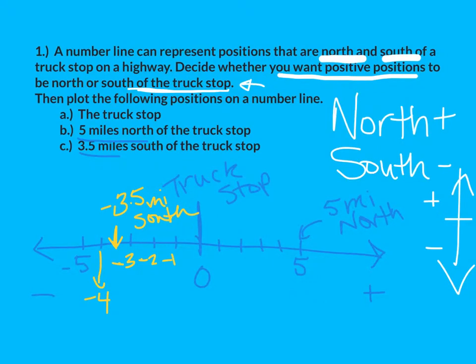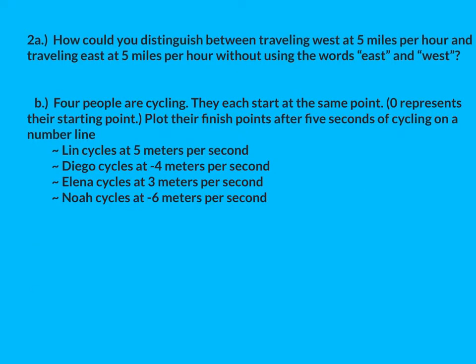There we go. Next. How could you distinguish between traveling west at 5 miles per hour and traveling east at 5 miles per hour without using the words east and west? Well, here we go again. West is going to be negative, and east is going to be positive.